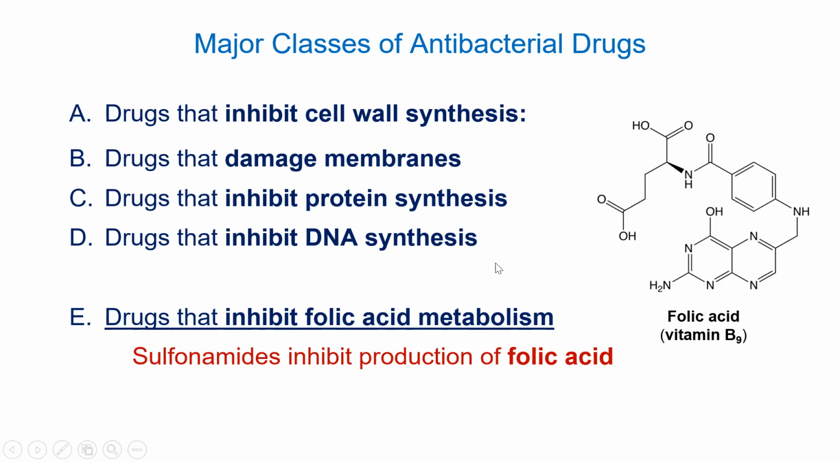Bacteria, on the other hand, that's not what they do. They make their own folic acid. So if we can stop them from making it, then it's going to kill them because we actually use this to make nucleotides, right? So can't make that. You can't make nucleotides. Humans get around it by just eating it.